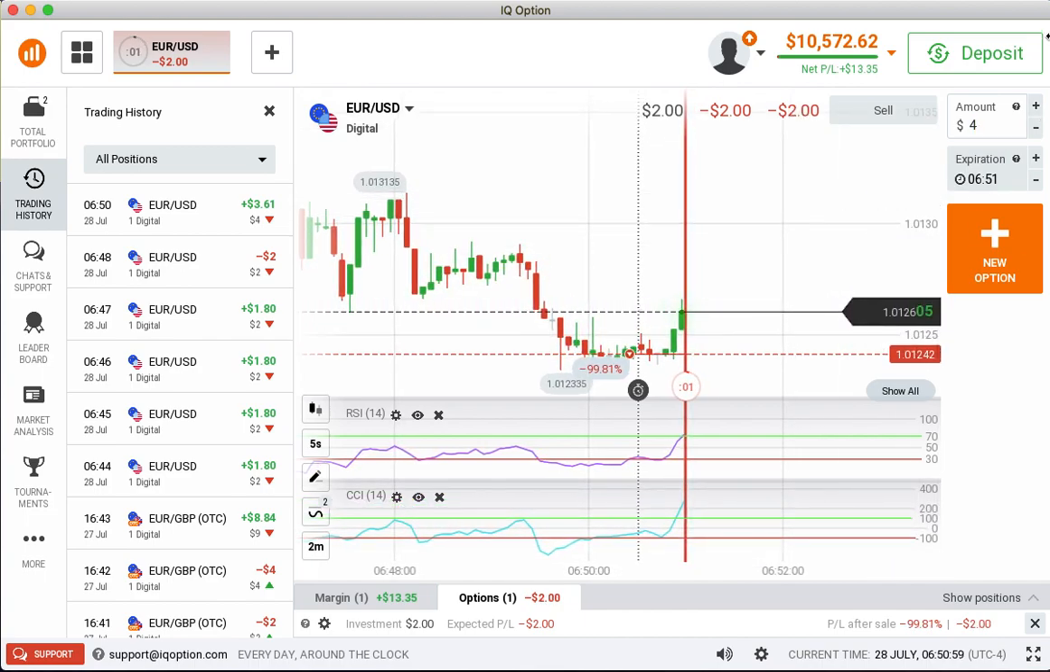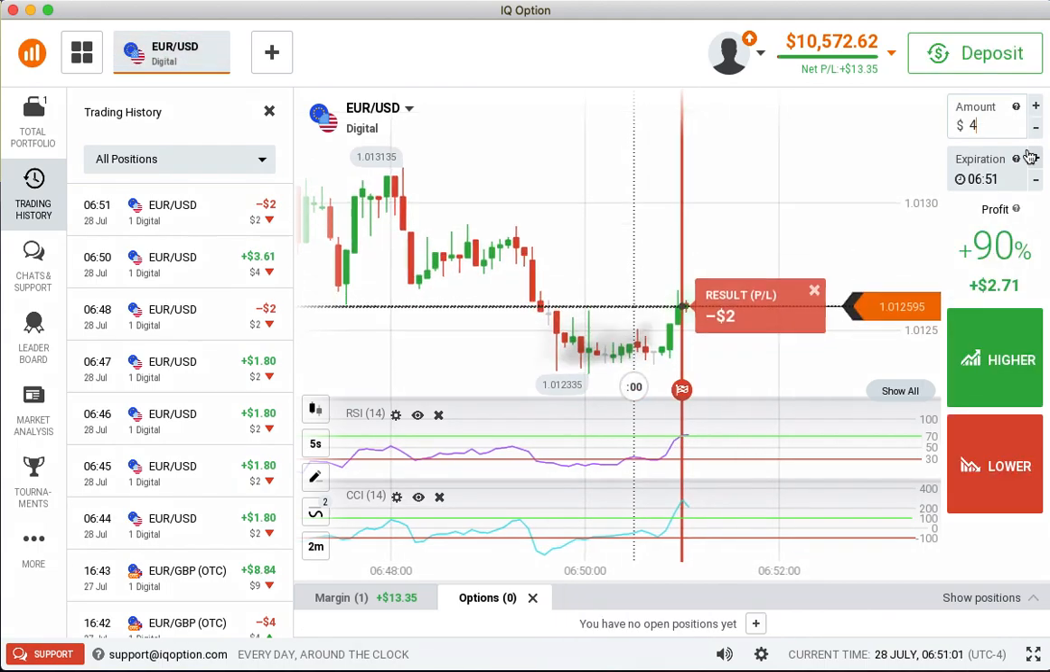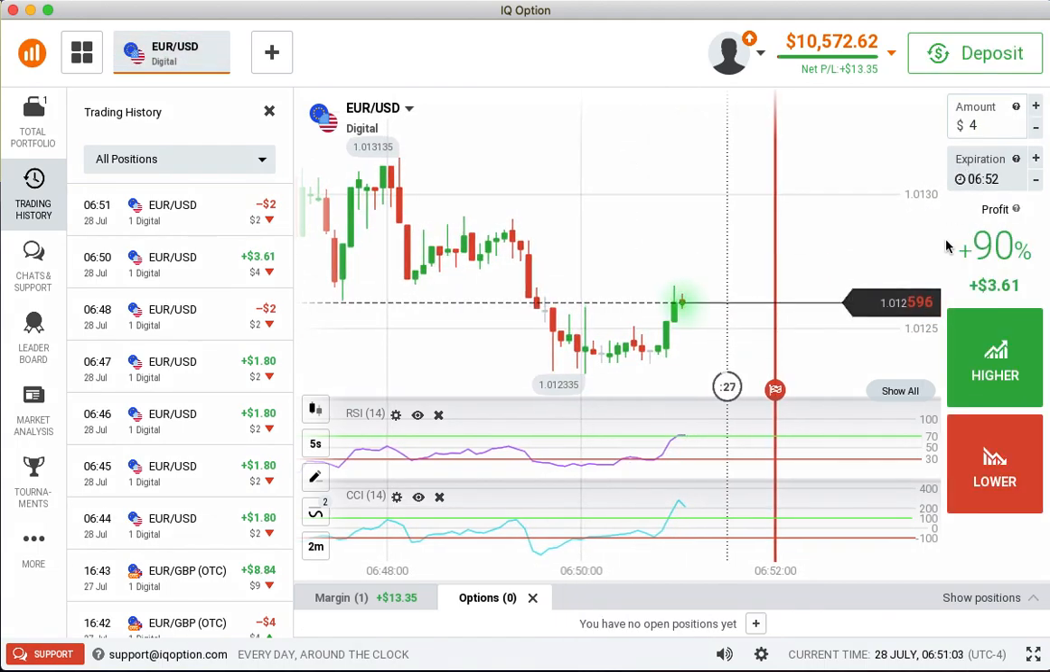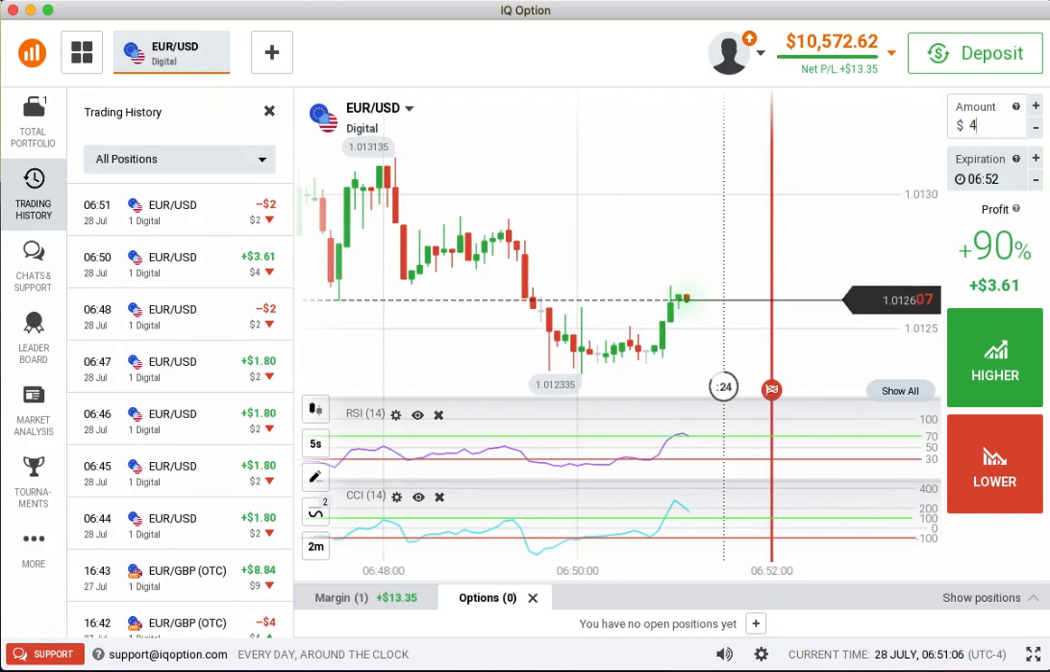Even if this trade loses, we do 4. And if 4 loses, we do 9. If 9 loses, we do 19, 41, 87, 184, and 391.